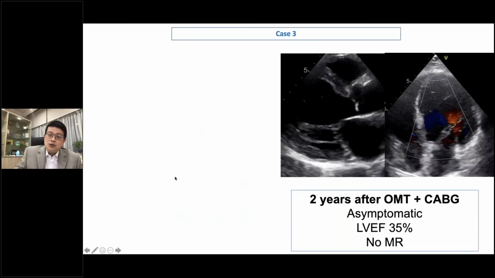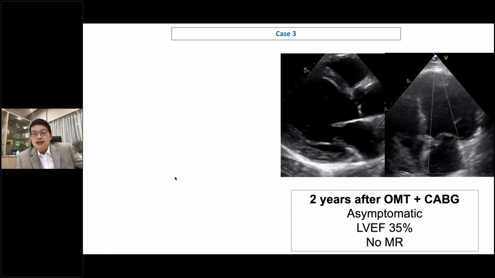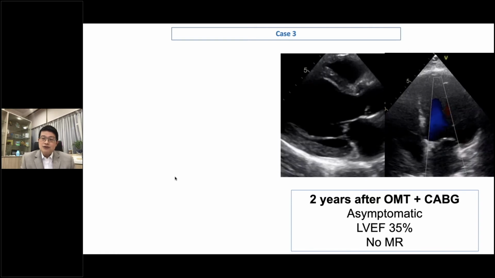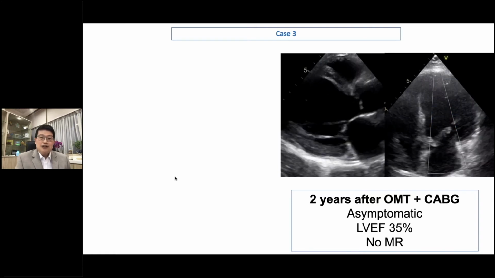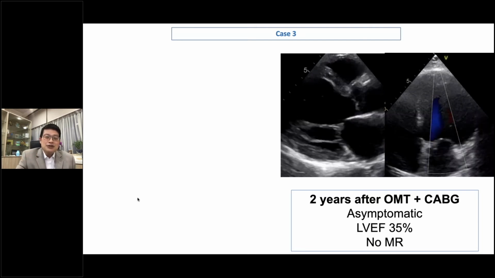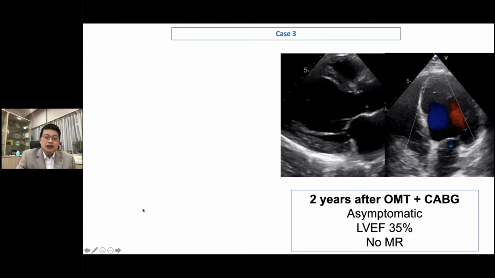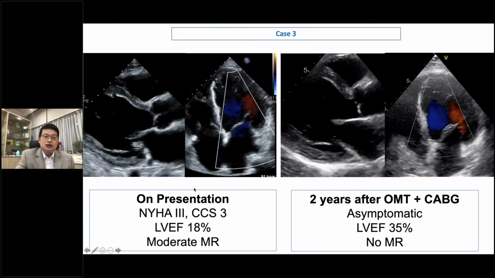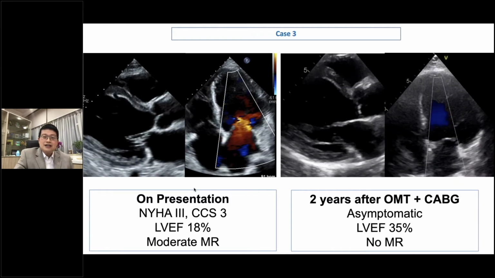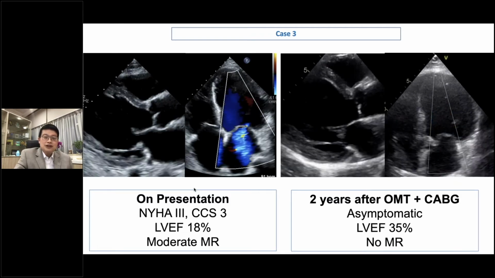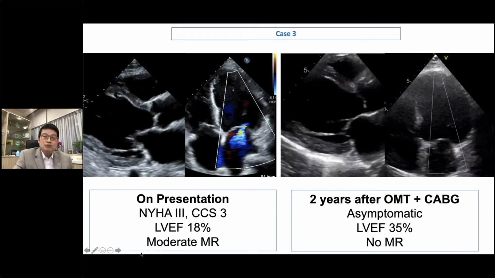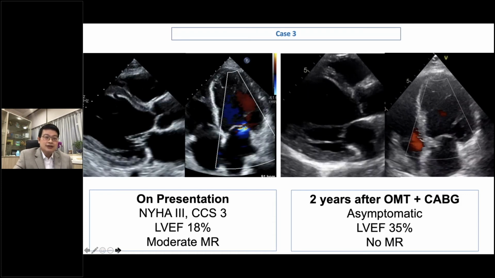So this is his echo 2 years later after his surgery. He is now asymptomatic. His ejection fraction had improved to 35%, and he had no mitral regurgitation. You note that we did not do a mitral repair, and we will go into this in the next few slides. So this is just to compare his echo before surgery and 2 years later. His mitral regurgitation improved with just revascularization, and of course with optimal medical treatment, which has to be continued even after surgery.